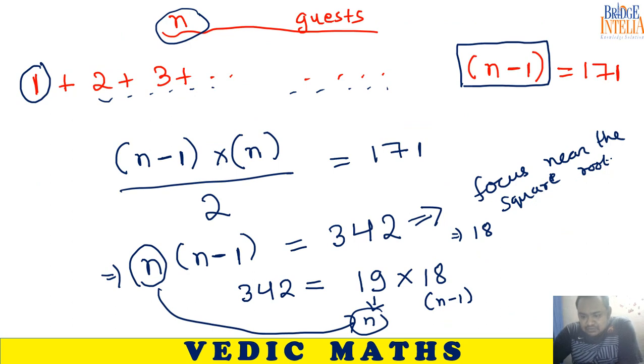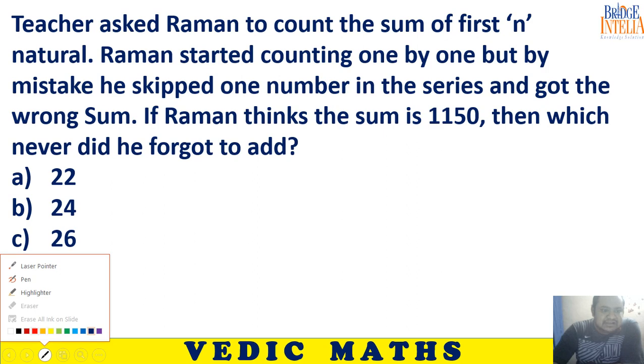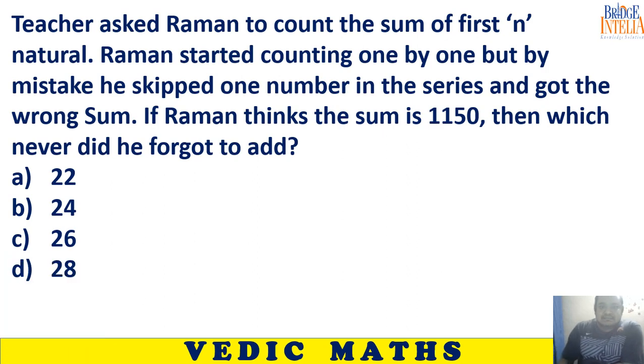So now you are having a look at some good level questions. Let's see one more good question. The teacher asked Raman to count the first n natural numbers. Raman started counting one by one, but by mistake, he skipped one number in the series and got the wrong sum. If Raman thinks the sum is 1150, then which number did he forget to add?